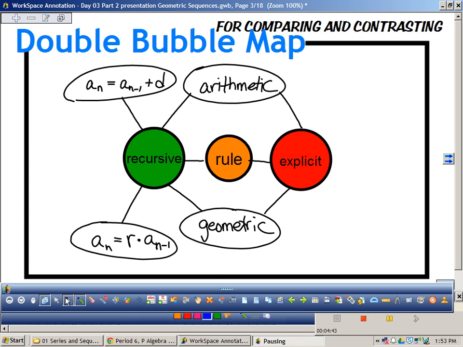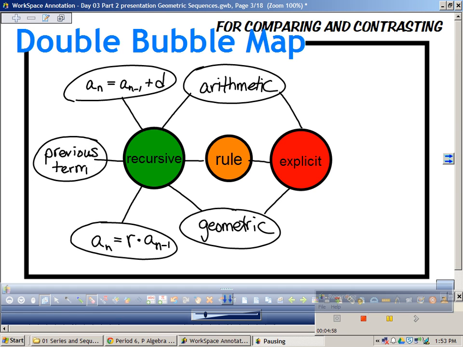Okay, so let's go back here, and there's one more thing that I want to add to recursive. Recursive, that key word is previous term. Recursive is very, very limited, because it only talks about the previous term and the term you're on. The only other piece of information that the recursive rule will give you is d or r.